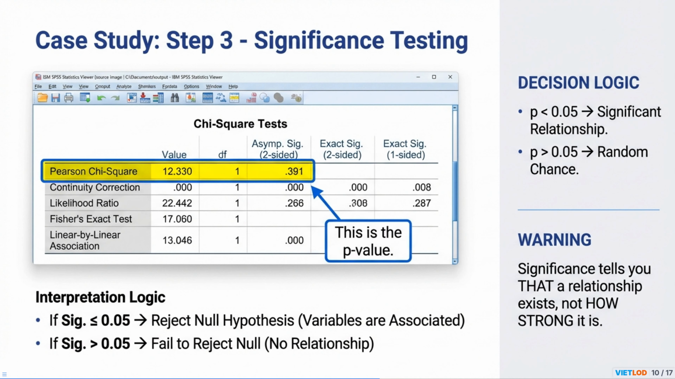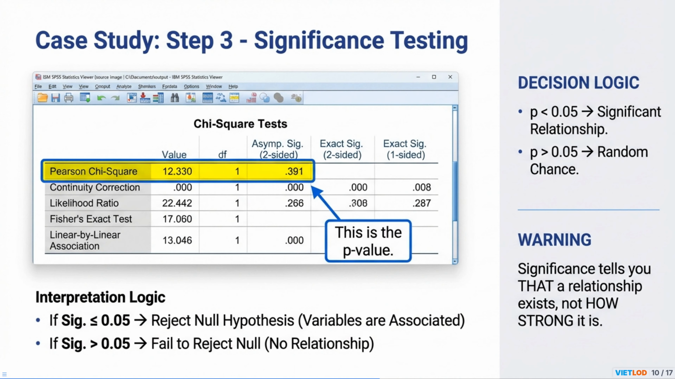The chi-square test table tells us if the relationship we observed is statistically significant. We look at the Pearson chi-square row, and specifically at the asymp sig two-sided column. This is our p-value. The decision logic is straightforward. If the p-value is less than or equal to 0.05, we conclude there's a statistically significant relationship. If it's greater than 0.05, we conclude any observed relationship is likely due to random chance.